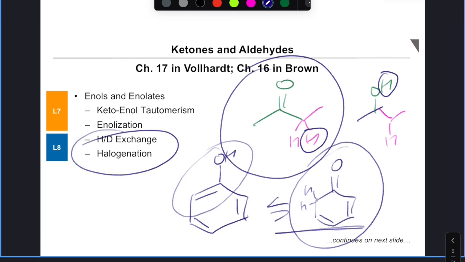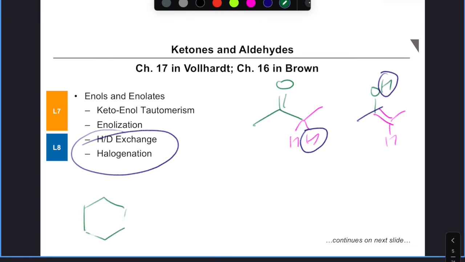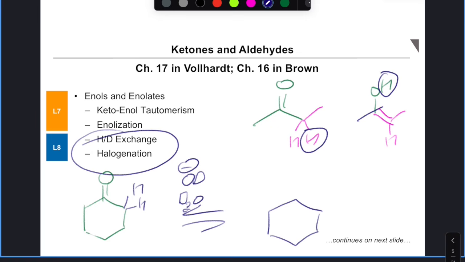Then we have hydrogen deuterium exchange and halogenation. These are the first time we're doing reactions at the alpha center. We're doing chemistry where we're basically taking advantage of this intermediate conversion between our keto and enol tautomers. So if I had a molecule like this, and I have my hydrogens, HD exchange says over time, if I took, let's say, OD minus in D2O, I'm going to make a molecule that's going to slowly exchange those hydrogens with deuteriums.